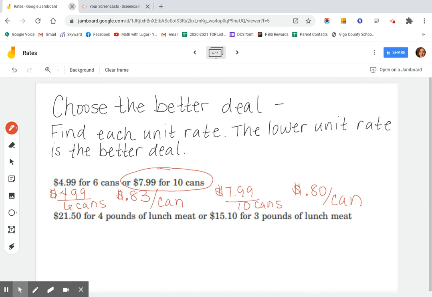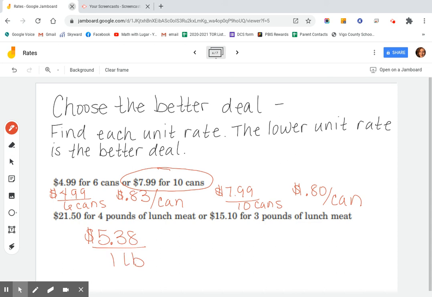The last problem here, $21.50 for 4 pounds of lunch meats. So I'm going to take $21.50 and divide by 4. Round it to the nearest hundredth to make it look like money. That one is $5.38 for every 1 pound. LB is the abbreviation for pounds.